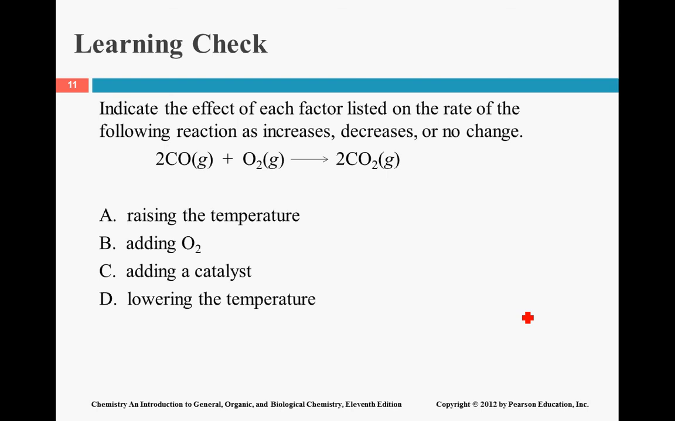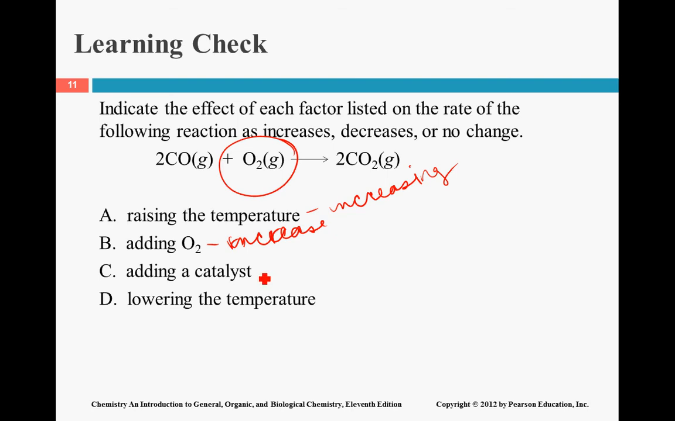So let's do this little check. Raising the temperature. Well, in general, raising the temperature usually increases it, because you're increasing the amount of times that they're going to bump together. Adding oxygen. Okay, so we're adding oxygen right here. That means we're adding more of the reactants. That means it's going to increase, because once again, you're increasing the amount of times it's going to bump together.